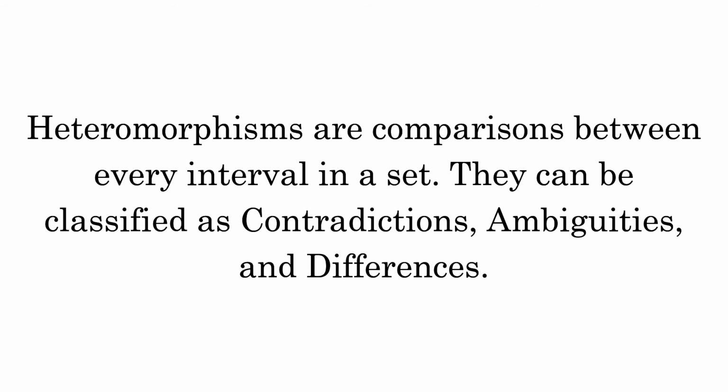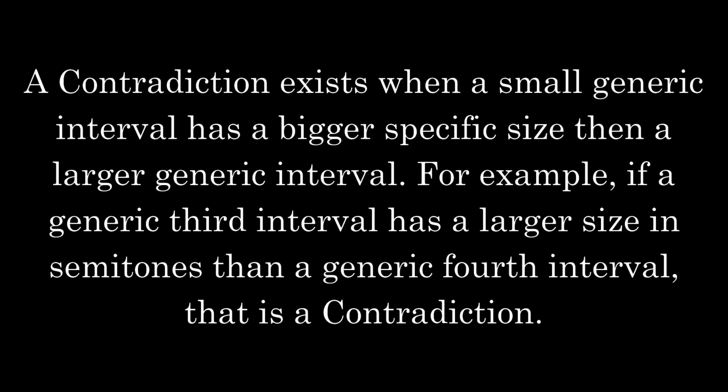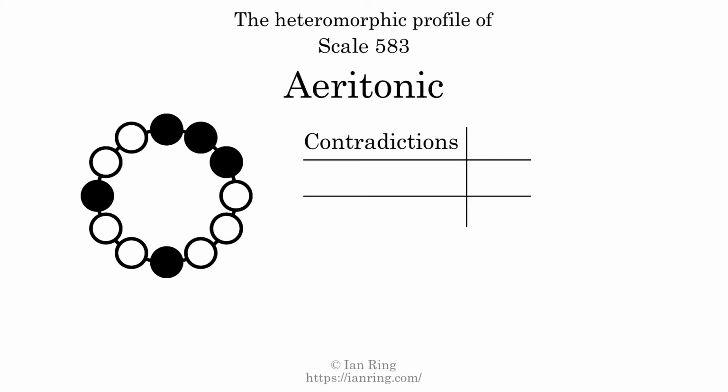Heteromorphisms are comparisons between every interval in a set. They can be classified as contradictions, ambiguities, and differences. A contradiction exists when a small generic interval has a bigger specific size than a larger generic interval. For example, if a generic third interval has a larger size in semitones than a generic fourth interval, that is a contradiction. The number of contradictions in this scale is 9.